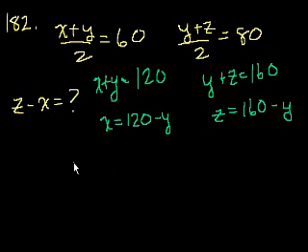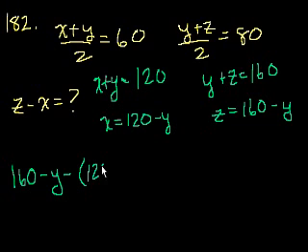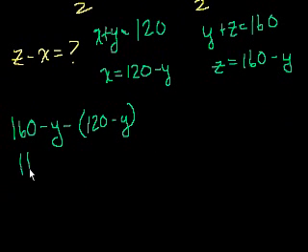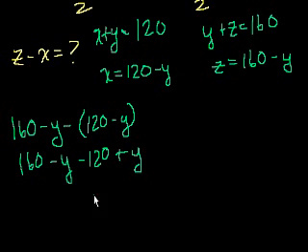So what's z minus x? z is 160 minus y, minus x, which is 120 minus y. So that is equal to 160 minus y minus 120 plus y. And it's good that the y's are canceling out. Whenever they give you something like this, it's usually a safe guess that if you just go forth with the algebra, nice things will happen like this. So these y's cancel out, and we're left with 160 minus 120, which is 40. And that is choice B.